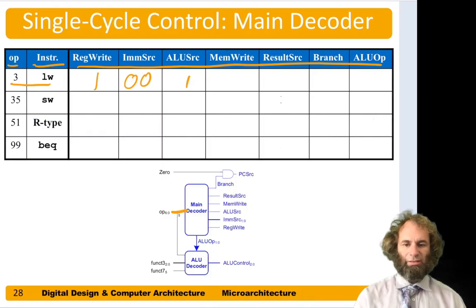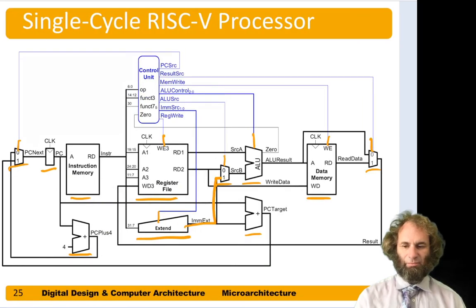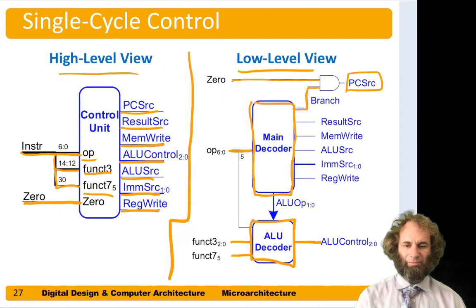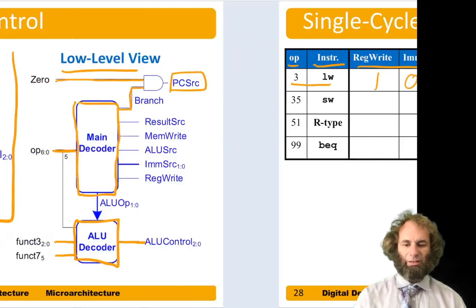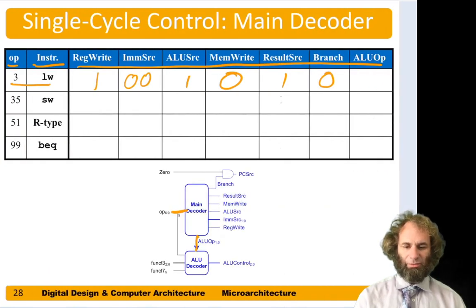A load word does not write to memory, so mem-write should be 0. Load word takes the result from here, so result source should be 1 to take the value that we read from memory. Load word is not a branch instruction, so we'll make branch 0. And now we need an ALU op. ALU op is going to come from the main decoder, and it'll tell the ALU decoder to either add, subtract, or look at the function fields. So for load, we need to add. Let's make ALU op be 0, 0 to indicate an add.